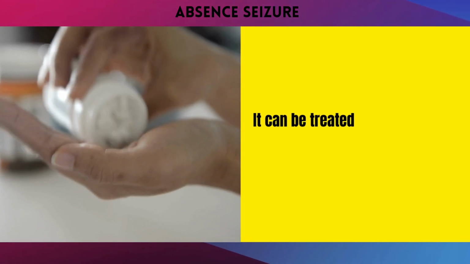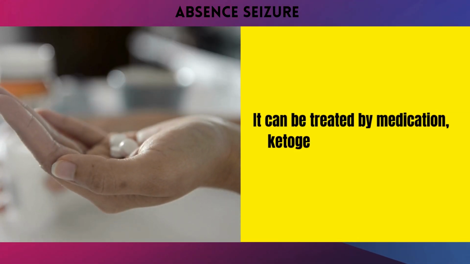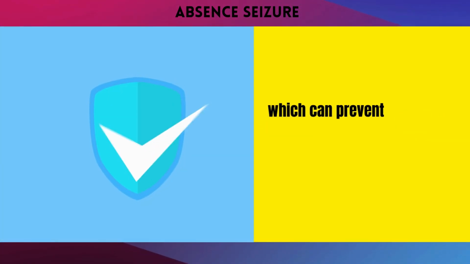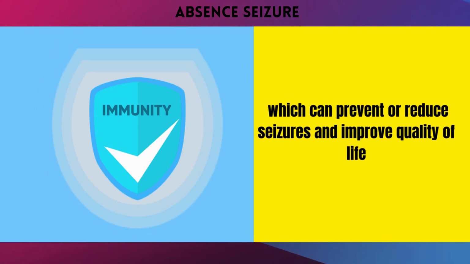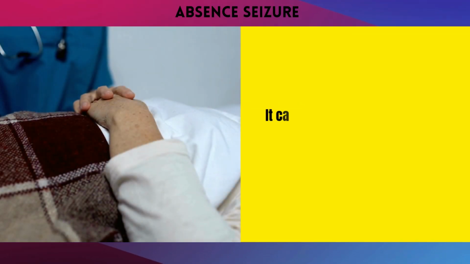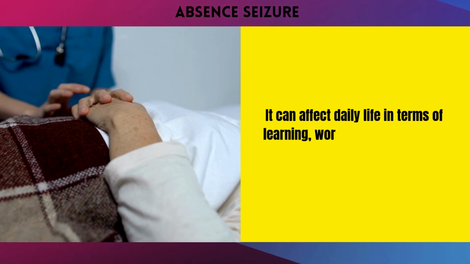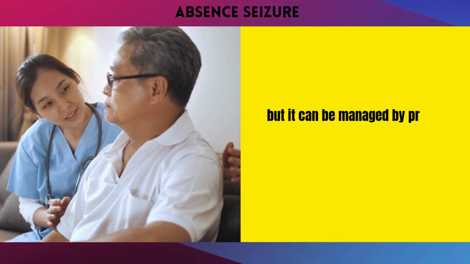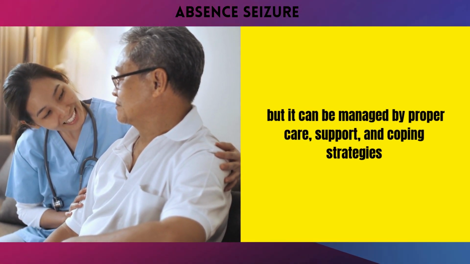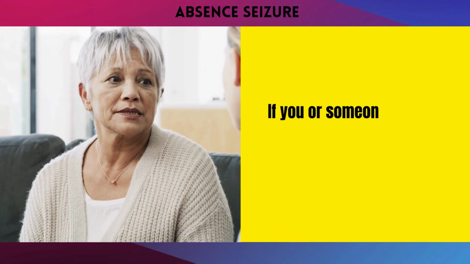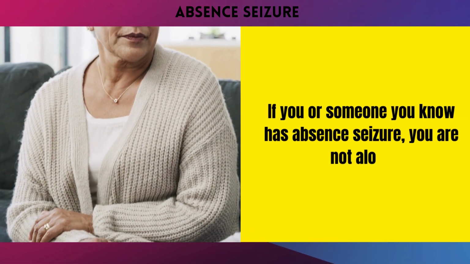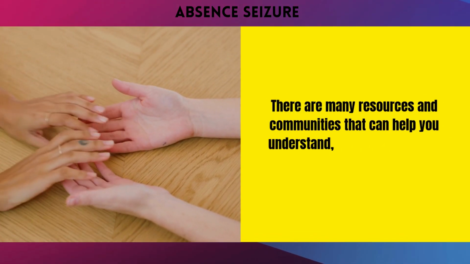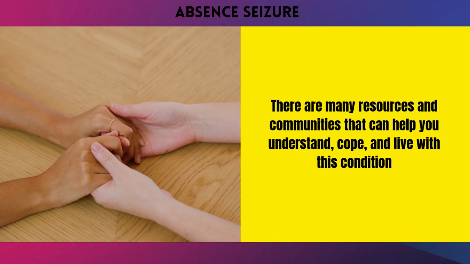It can be treated by medication, ketogenic diet, vagus nerve stimulation, or responsive neurostimulation, which can prevent or reduce seizures and improve quality of life. It can affect daily life in terms of learning, work, social, and safety aspects, but it can be managed by proper care, support, and coping strategies. If you or someone you know has absence seizure, you are not alone. There are many resources and communities that can help you understand, cope, and live with this condition.